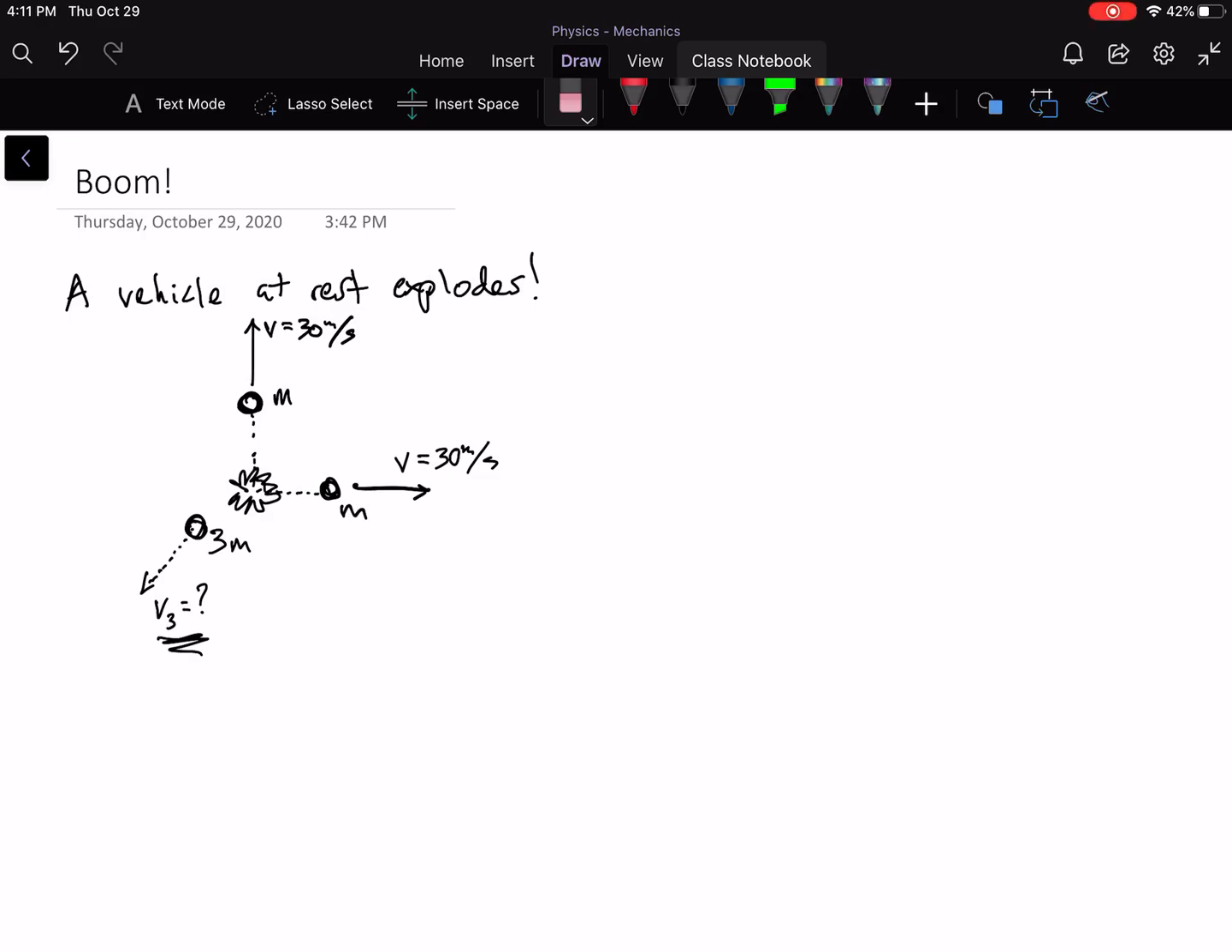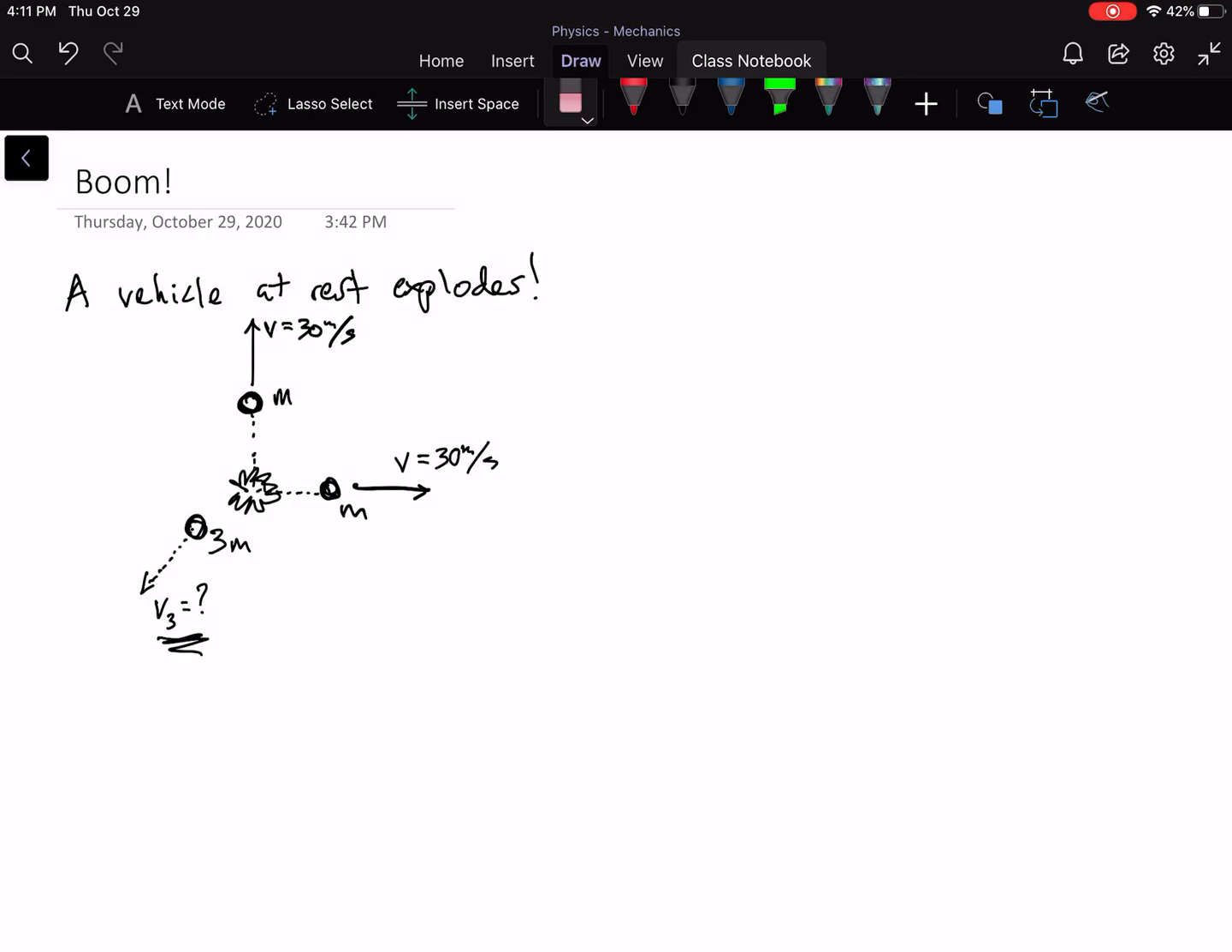Okay, an example of a conservation of momentum problem. The situation here is that we've got a vehicle of some sort that is at rest when it explodes. Oh no. And the situation that we've got is outlined here.